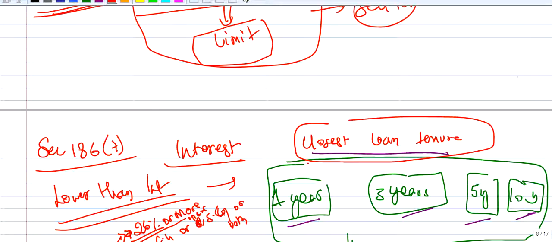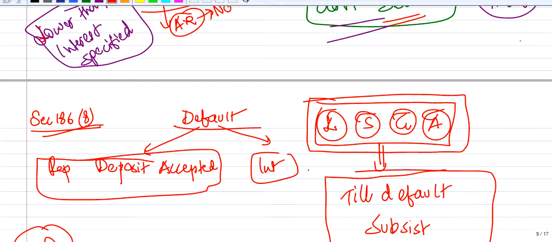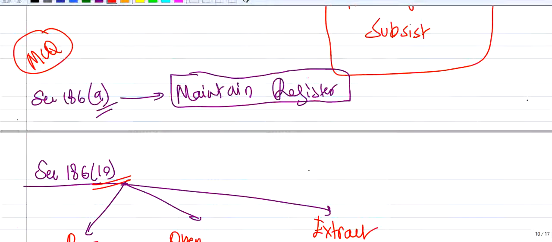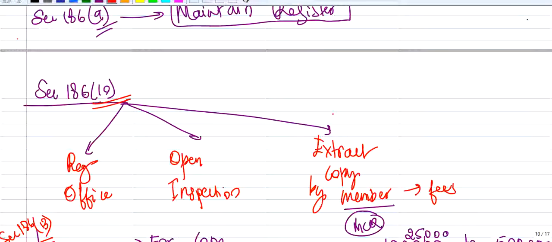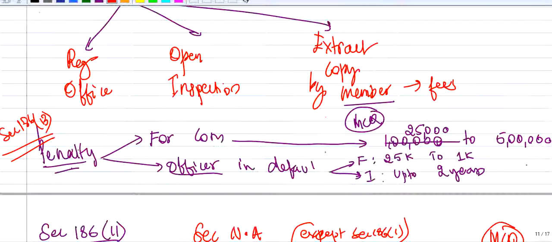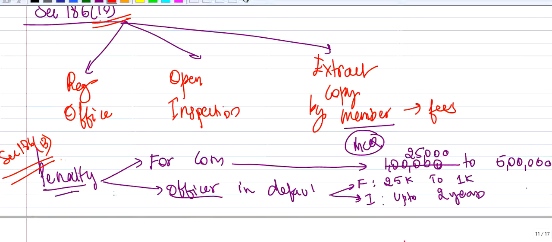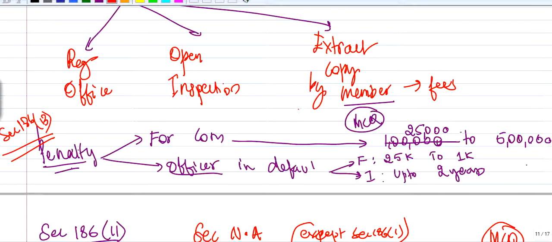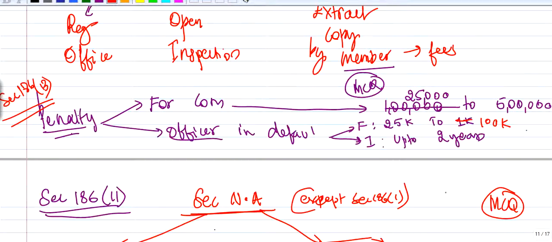Subsection 7, in case of interest lower than the prescribed interest. 8, in case of default in repayment of deposit accepted or interest. 9, maintain register. 10, books and register should be at the registered office, open for inspection, extract copy, that thing. Then contravention is mentioned in 13, penalty for a company 25k to 5 lakh, officer in default 25k to 100k, up to 2 years imprisonment.